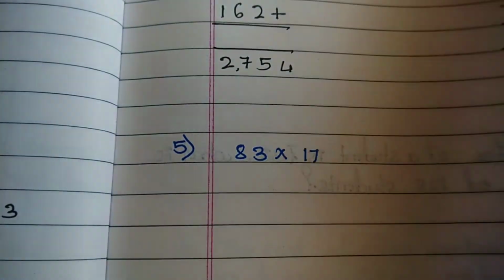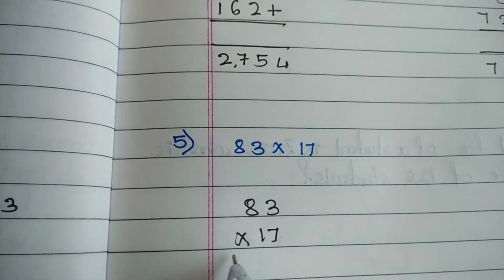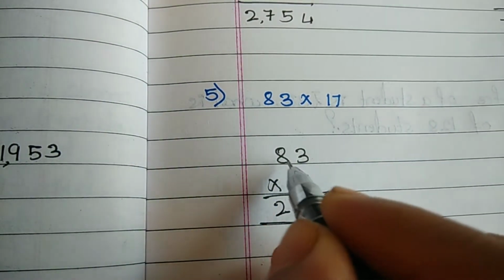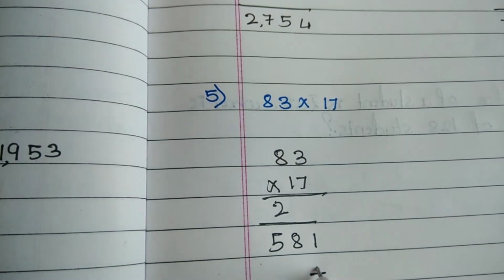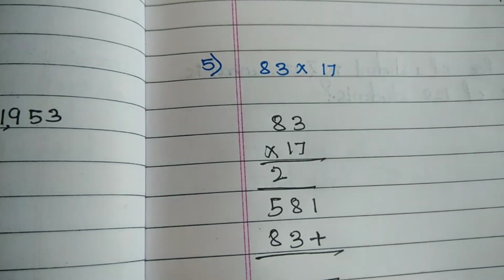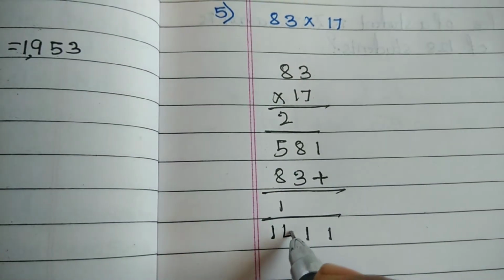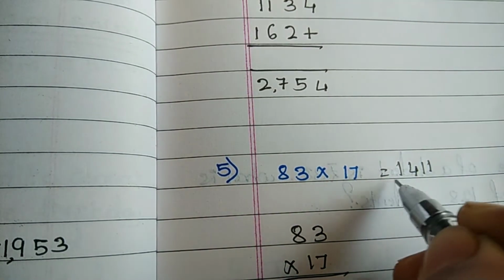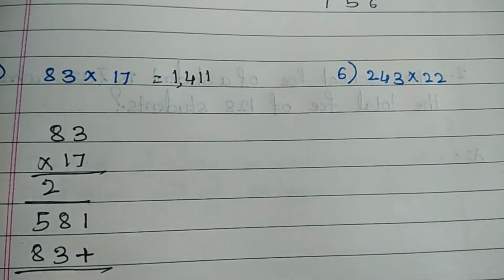756. Next, 83 into 17. Okay, 7 3s are how much? 21. 7 8s are 56, 57, 58. Plus 1 3s are 3, 1 8s are 8. 1, 8 plus 3 is 11. 8 plus 5 is 13. 13 plus 1 is 14. The answer is 1411. Okay, the next one.